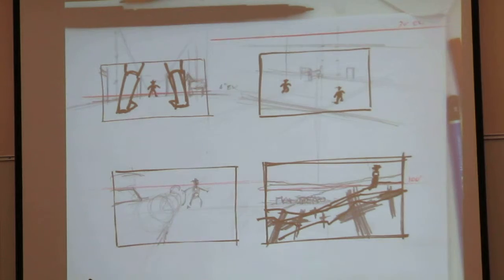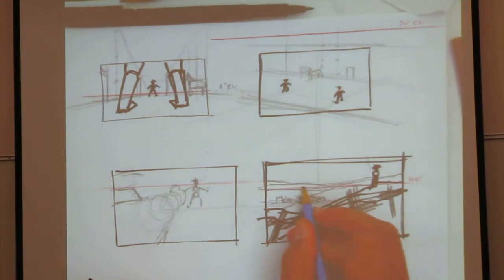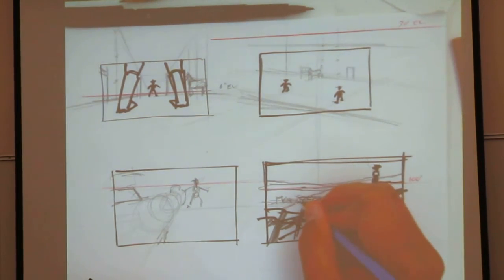You guys get the idea? Could you show one more time how you got the height of the buildings in the last one? Oh, yeah. I basically, if this is my eye level and the buildings are 20 feet tall, I went about a fifth of the way up.